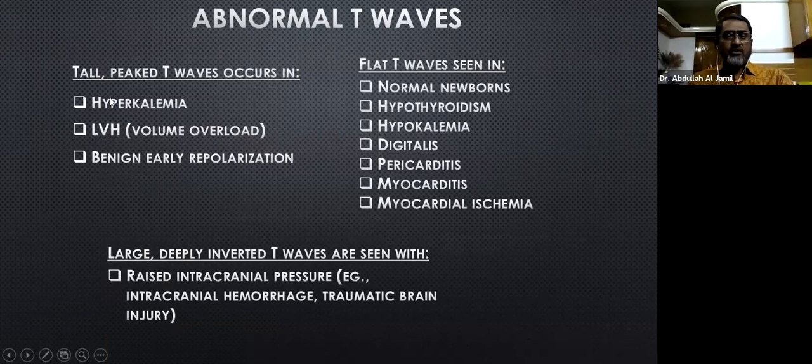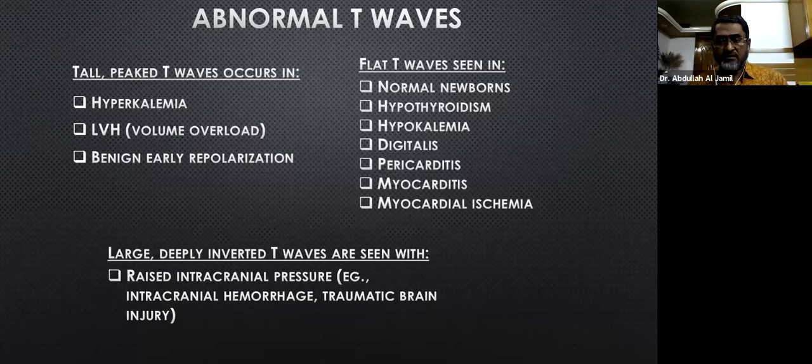Abnormal T-waves may be tall, peaked T-waves, which occur in hyperkalemia, left ventricular hypertrophy, volume overload, and benign early repolarization, which is considered normal. Flat T-waves are seen in normal newborns, hypothyroidism, hypokalemia, digitalis, pericarditis, and myocardial ischemia. Large, deep, inverted T-waves are seen with raised intracranial pressure, as for example in intracranial hemorrhage and traumatic brain injury.